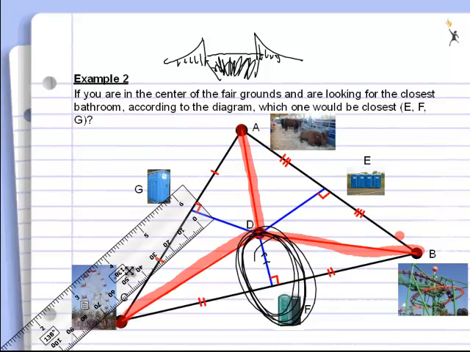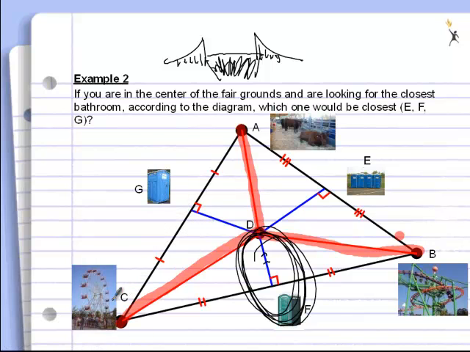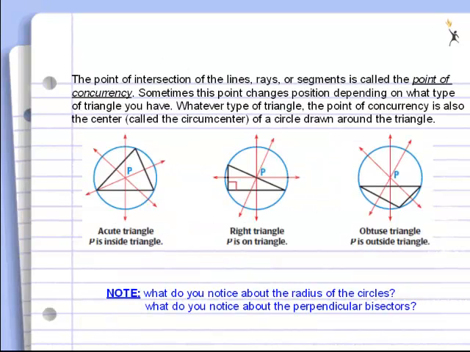We can see, as soon as we get rid of our ruler, that each one of these, GD, ED, FD, are all perpendicular bisectors. They're all perpendicular to their line segments, and they bisect them all. And again, because D is in the center, all three of these distances to the corners are the same. We can use that information to actually solve it. The point of intersection of those three lines is called the point of concurrency.